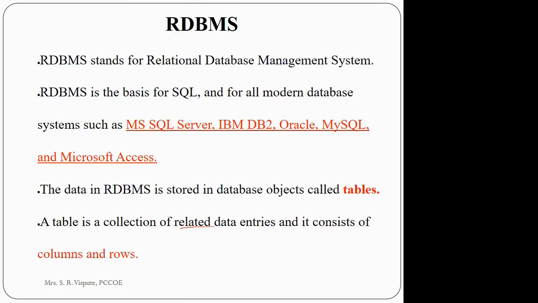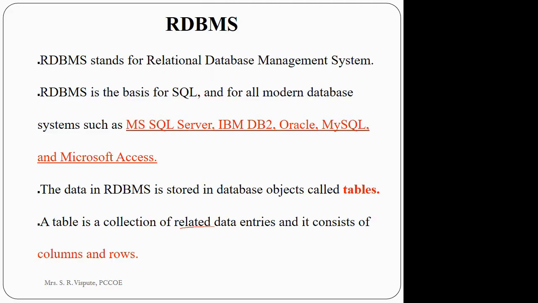And what is RDBMS? RDBMS stands for Relational Database Management System. In the previous sessions also we have covered the different data models, database models. One of the database models is the relational data model. In the relational data model, the data is represented in the form of tables. So what is a data model actually? A data model is nothing but the different ways of representing the data. One way to represent your database is in the form of tables, which are made up of rows and columns. So RDBMS is the basis for SQL and for all modern database systems such as MySQL, Microsoft Access, Oracle, SQL Server, and so on.